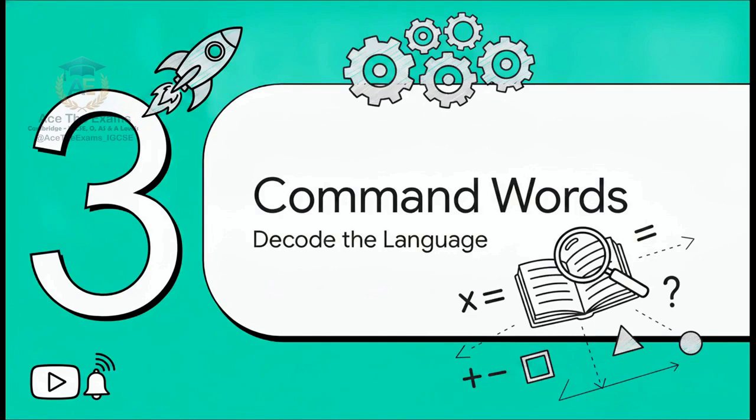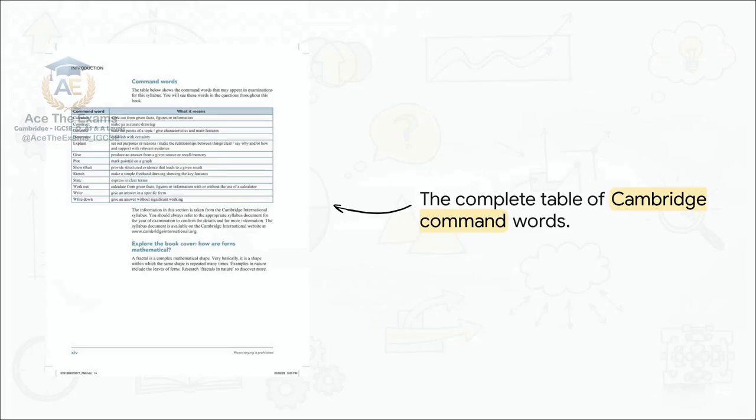This is the absolute climax of our strategy, decoding the literal language the examiners use to test you. Think about the complete table of the 14 Cambridge command words. This is the source code of the matrix. Misinterpreting even one of these instantly costs you points. Let's do a live interactive workshop right now to prove this.